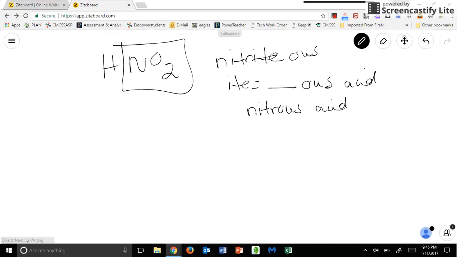I know it's an acid because it starts with a hydrogen, is named for whatever follows it, which is nitrite. And the rule is if it ends in ITE, change it to OUS. So nitrite becomes nitrous acid.